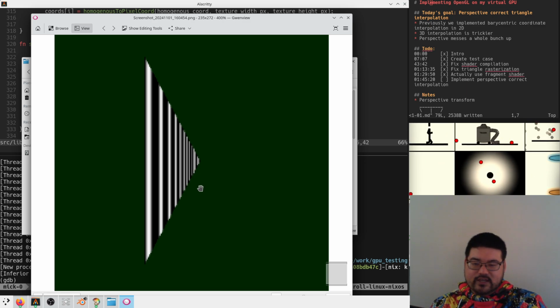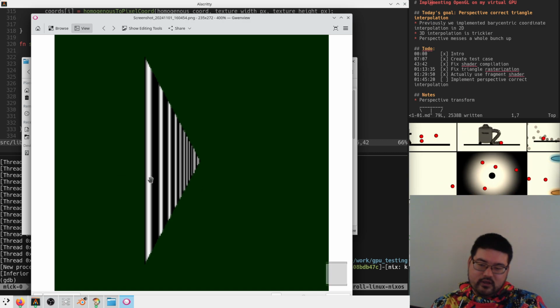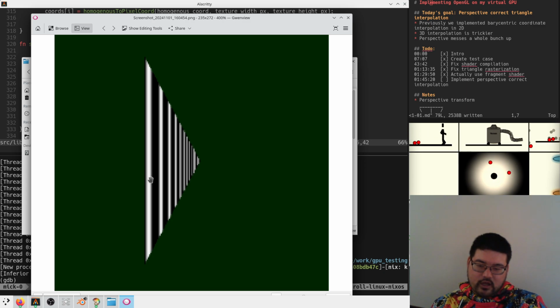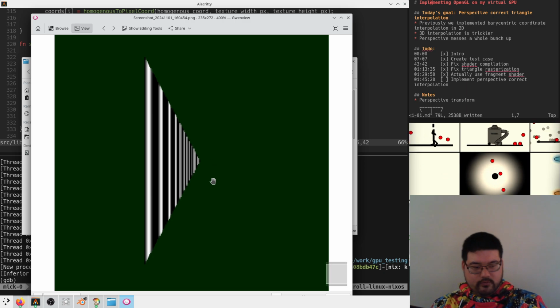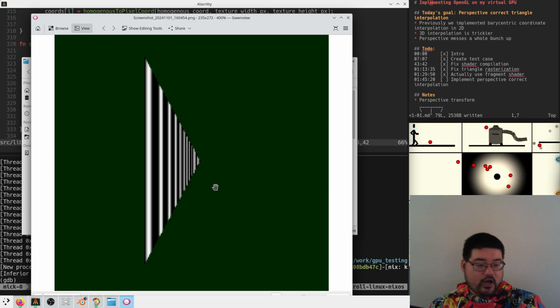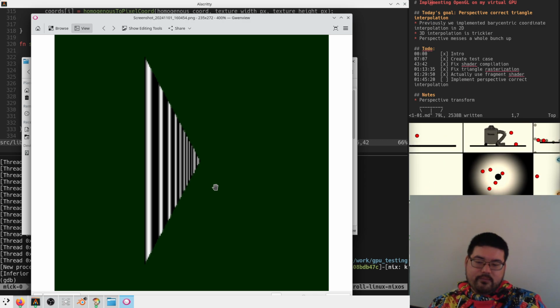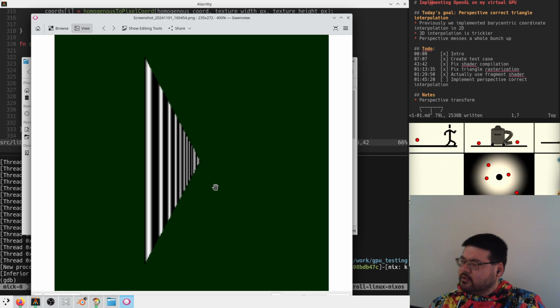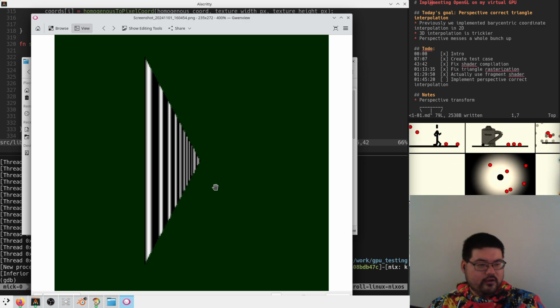We fixed our rasterization pipeline to actually run the fragment shader for every pixel. And then we implemented perspective corrected barycentric coordinates, which makes this work. So pretty big day. Almost 2 hours on the dot, 2 hours and 5 minutes. So pretty happy with that. I'm gonna call it there.